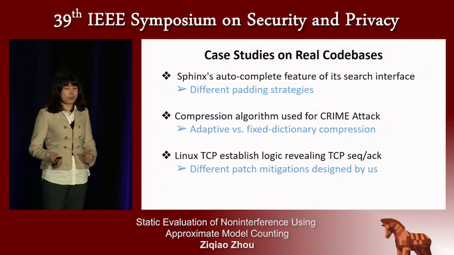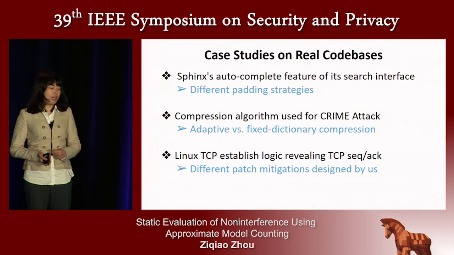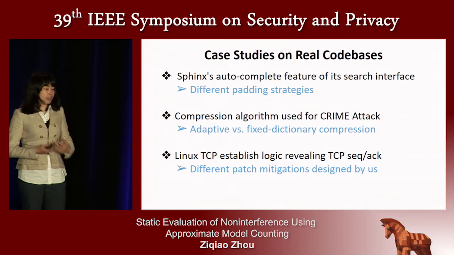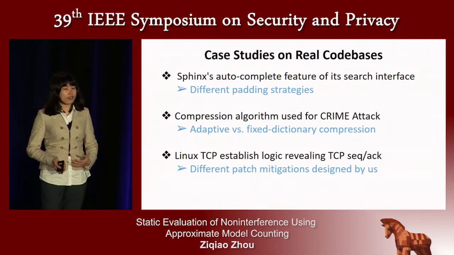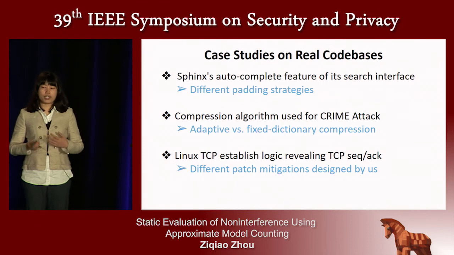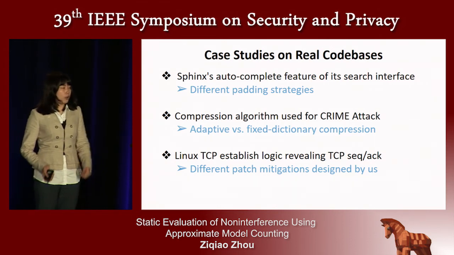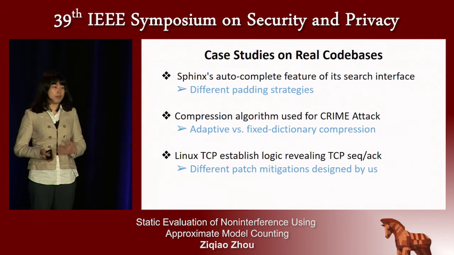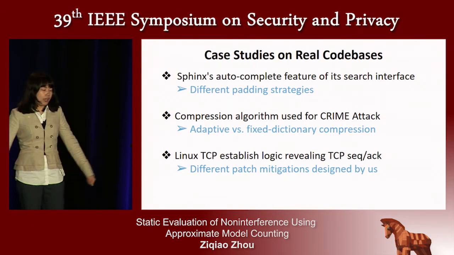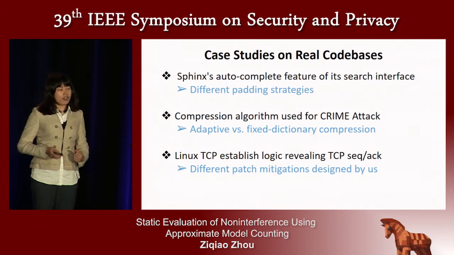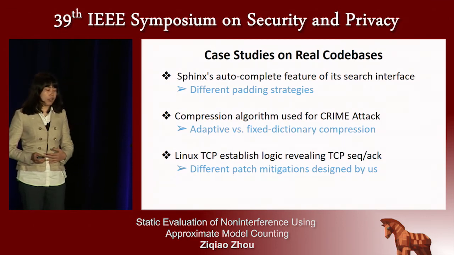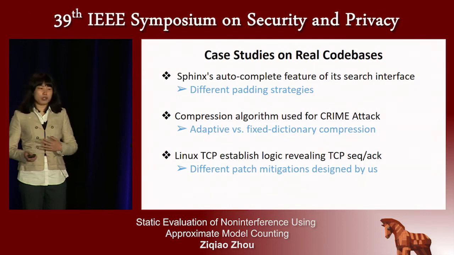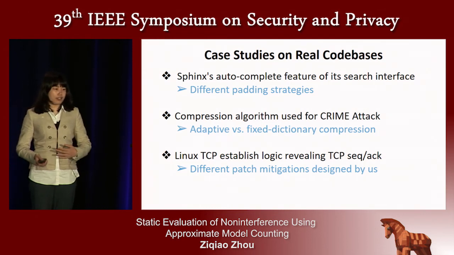The second code base we evaluated is a compression algorithm under the CRIME attack. We compare different compression algorithms, and we conclude that the adaptive compression algorithm is more vulnerable than the fixed dictionary compression algorithm. The final code base we evaluated is a complex TCP implementation in the Linux kernel, and we compare the original design with designs with different paddings designed by ourselves. We could observe different security levels by applying different patches to the TCP implementation.